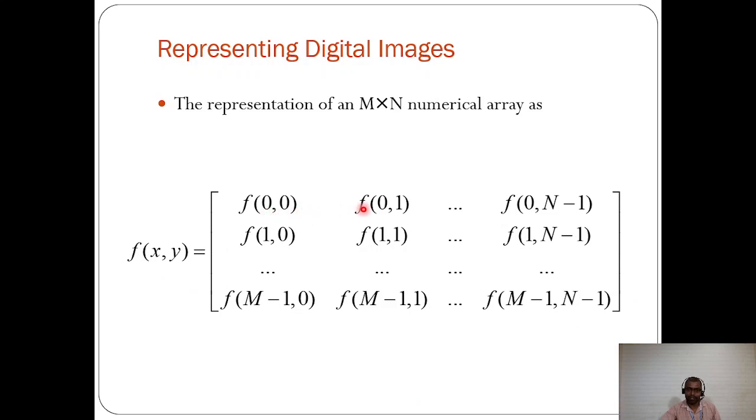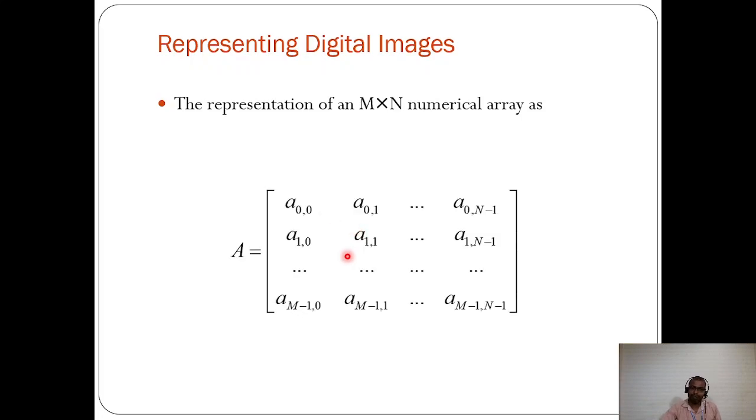So f of 0 0, f of 0 1, up to f of 0 n minus 1, and down to f of m minus 1 comma 0. It is a simple representation of your image. Then we can represent it as a numerical array. In the array representation of the particular image, the first coordinate we take as a 0 0, the next as a 0 1, the first column last row as a m minus 1 0, and the last column last row as a of m minus 1, n minus 1.